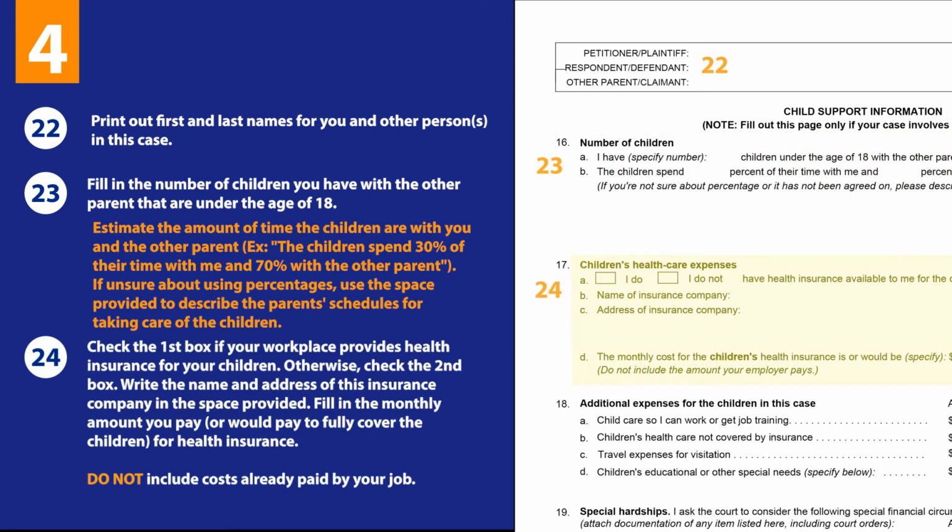Check the first box if your workplace provides health insurance for your children. Otherwise, check the second box. Write the names and addresses of the insurance companies in the space provided. Fill in the monthly amount you pay or would pay to fully cover the children for health insurance. Do not include costs already paid by your job.